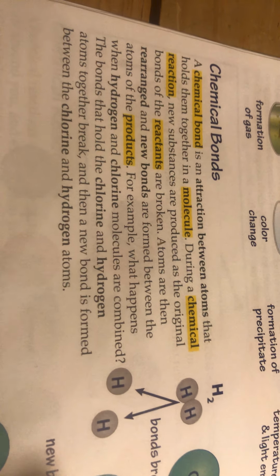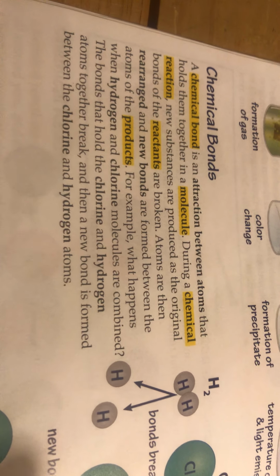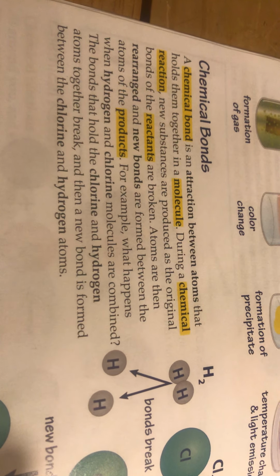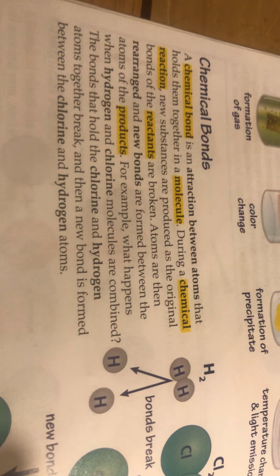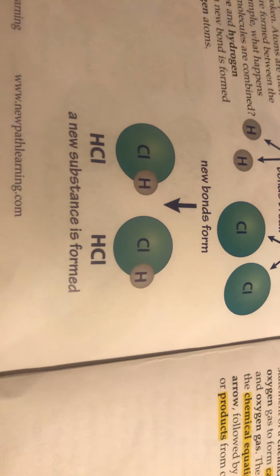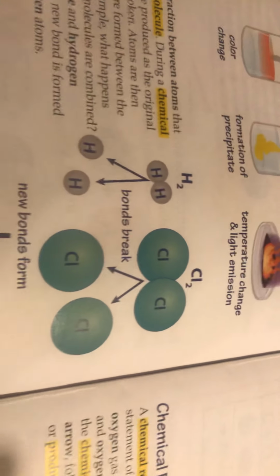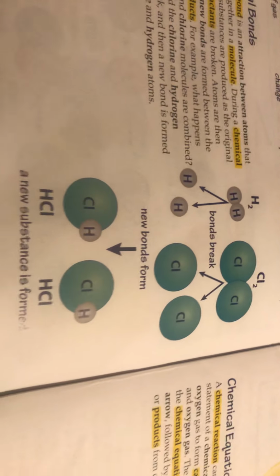For example, what happens when hydrogen and chlorine molecules are combined? The bonds that hold chlorine and hydrogen atoms together break, and then a new bond is formed between chlorine and hydrogen atoms. Okay, you can see an example there. So a new substance is formed. Okay, that's going to be the end of that particular one. We're going to get into more detail on that as we go along.